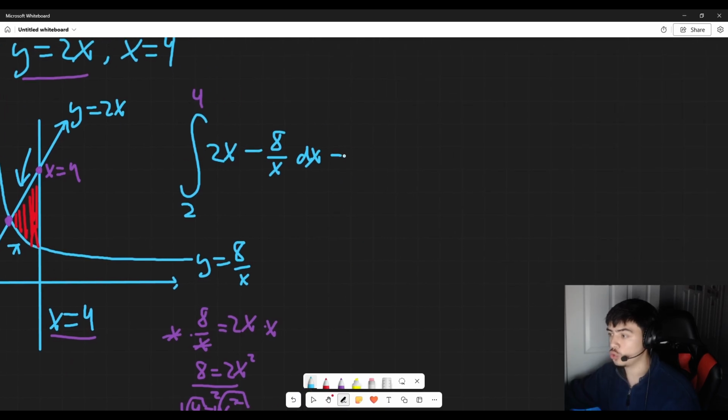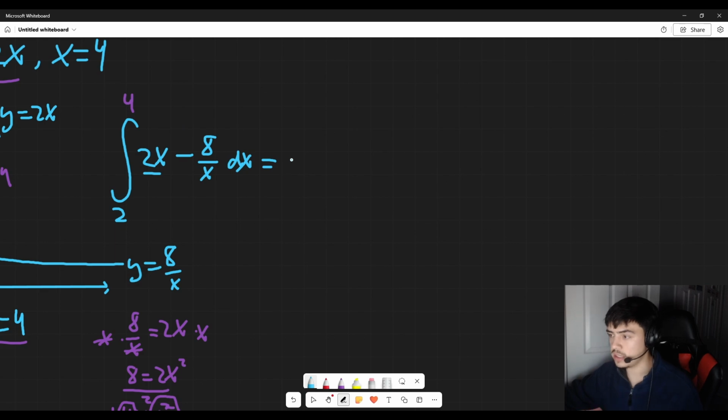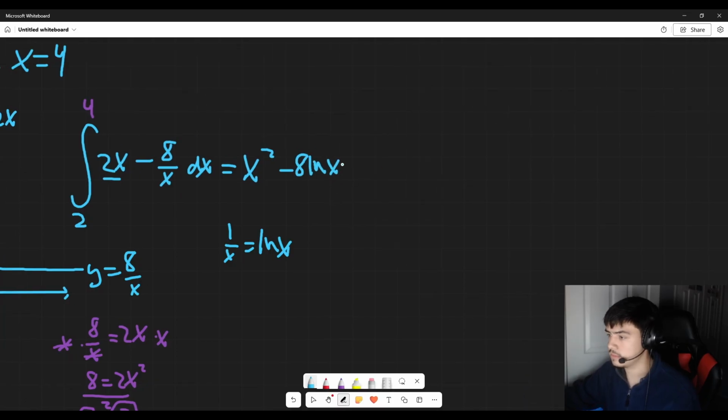So now we have an integral set up for us. Now we need to go ahead and take our time with it and evaluate it step by step. So this first part is 2x, the antiderivative of 2x is x squared, then minus 8 over x. Remember, the antiderivative of 1 over x is ln of x. This 8 just adds a times 8 to it, giving us 8 ln of x.